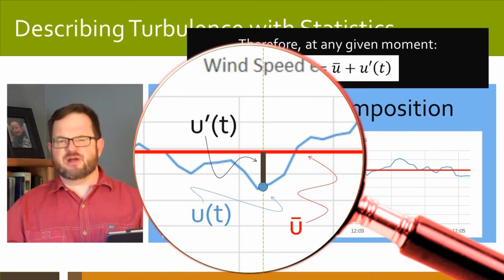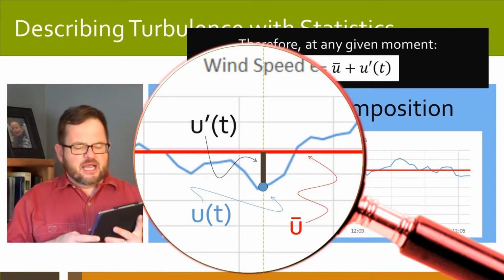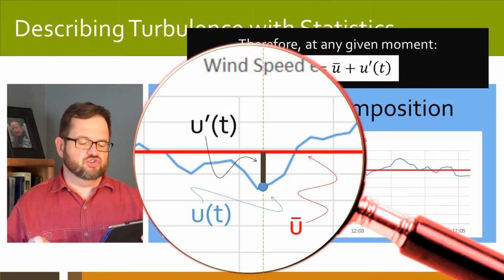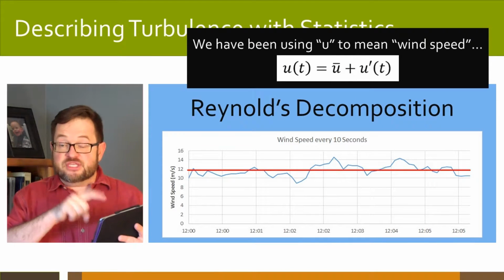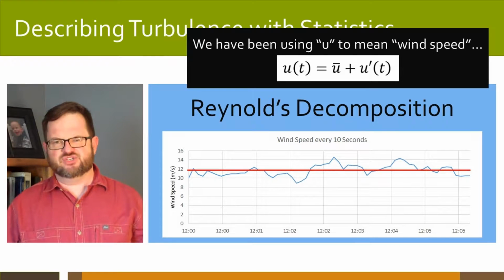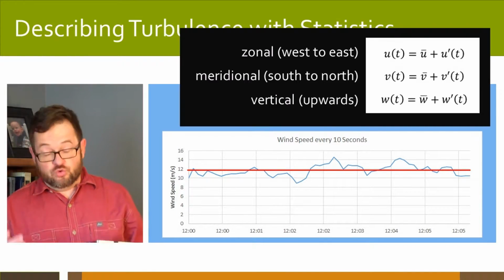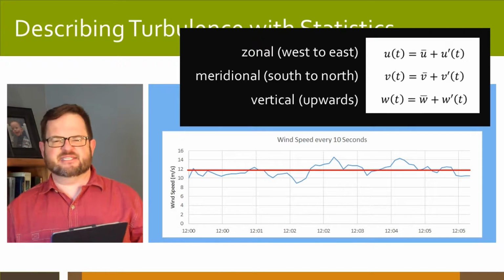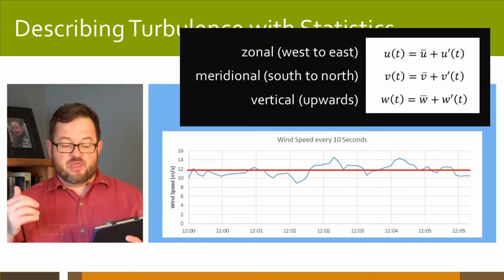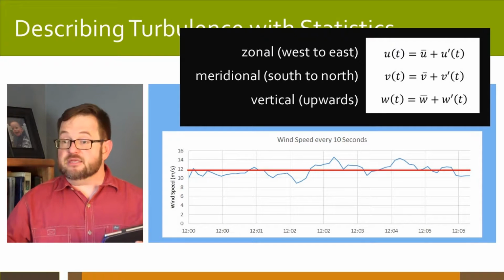It turns out to be a hugely powerful tool in any kind of fluid mechanical context. We're using it to talk about turbulence, but there's actually a zillion important things you can do with this. Now, so far we've been using u to mean wind speed, but I hate that notation. I would say we're better off remembering that u is better used as the symbol to mean our component in the west to east direction. And then we could have u of t is equal to u bar plus u prime of t.